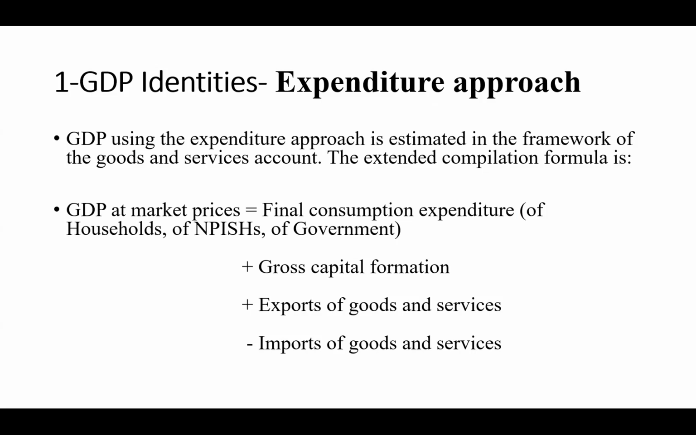GDP using the expenditure approach is estimated in the framework of the goods and services account. The extended compilation formula is GDP at market prices is equal to final consumption expenditure of households, non-profit institutions serving households, governments, plus gross capital formation, plus exports of goods and services, minus imports of goods and services.